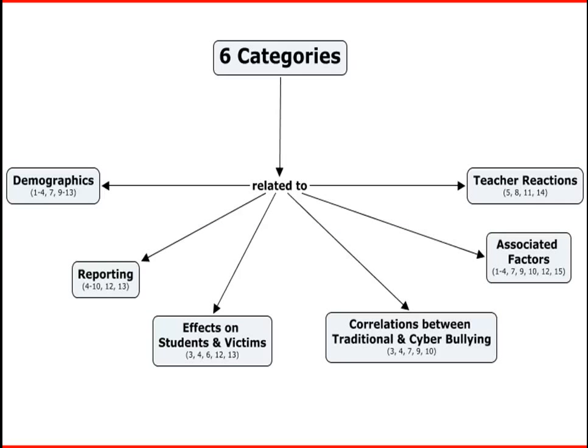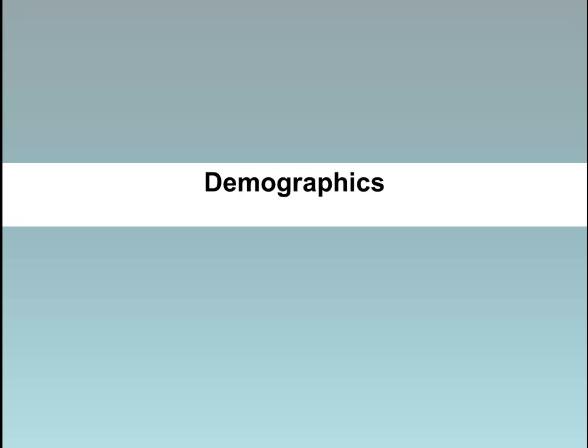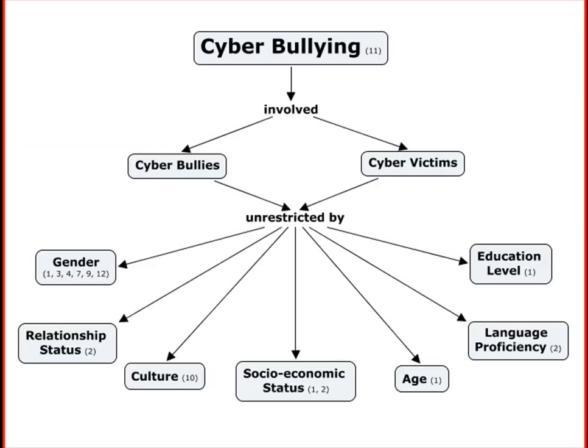The analysis of the studies revealed 6 categories related to cyberbullying and harassment. The categories that emerged from the analysis were demographics, reporting, effects on students and victims, correlations between traditional and cyberbullying, associated factors, and teacher reactions. There are 2 groups of individuals involved in cyberbullying. These are the cyberbullies and the cyber victims. Cyberbullying and cyber-victimization was not restricted by gender, relationship status, culture, socioeconomic status, age, language proficiency, or educational level.